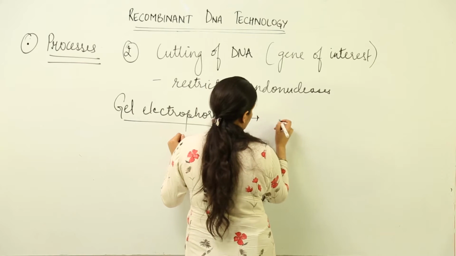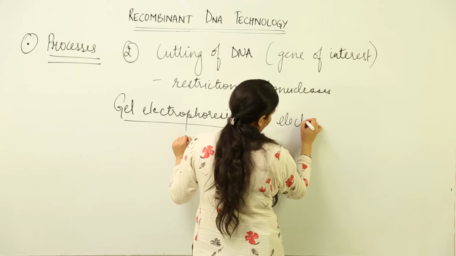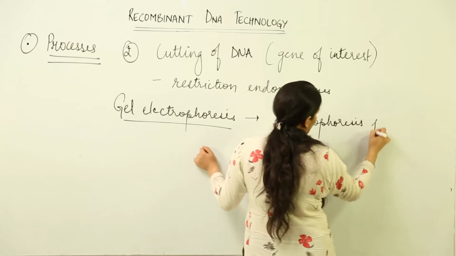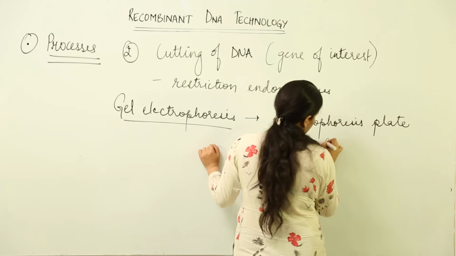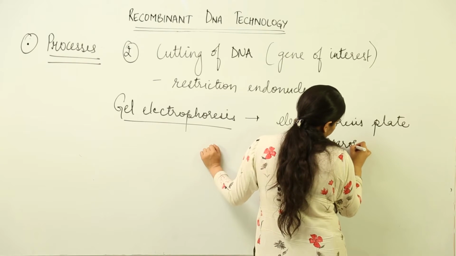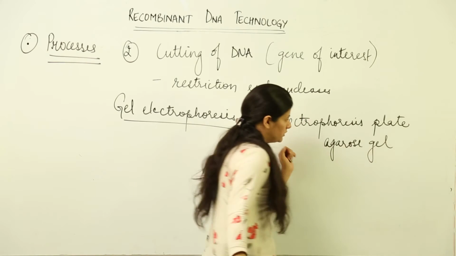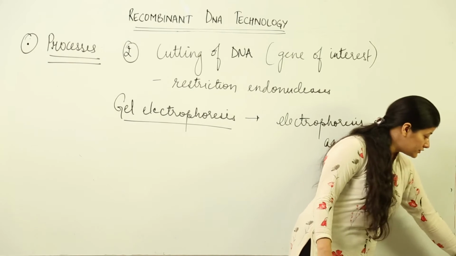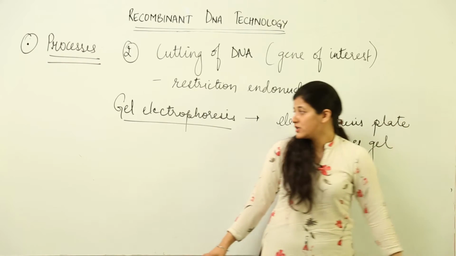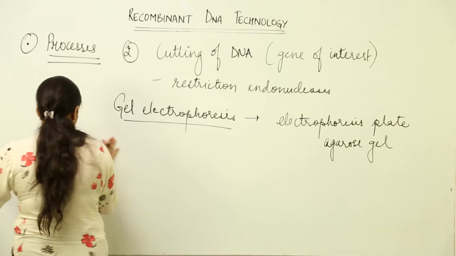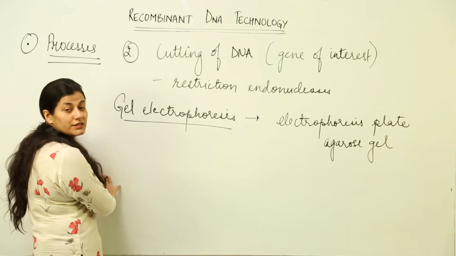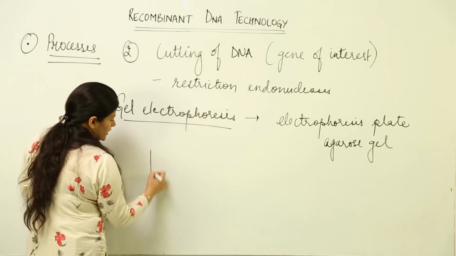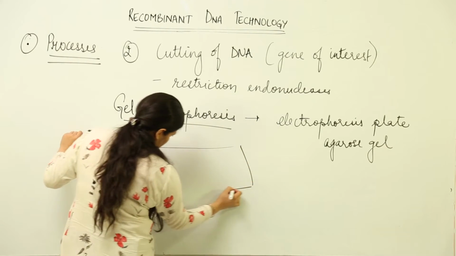Now what is gel electrophoresis involving? It involves an electrophoresis plate that has agarose gel on it. For revision purposes, you can remember where agarose comes from. That would make you revise certain parts of your knowledge from the plant kingdom where we had done algae. Now the electrophoresis plate has agarose gel. Such is the arrangement of the electrophoresis plate.